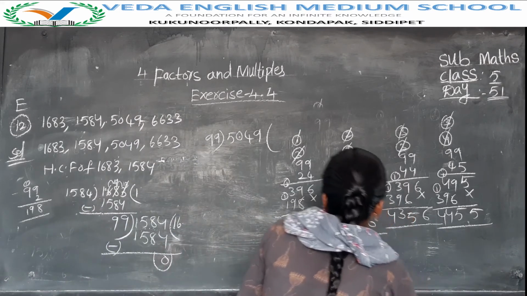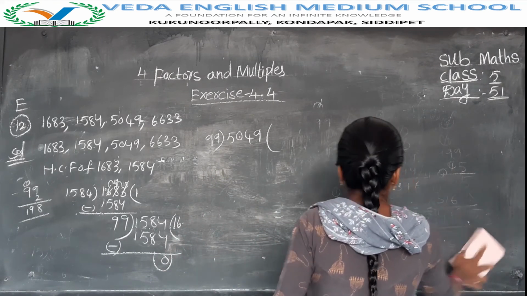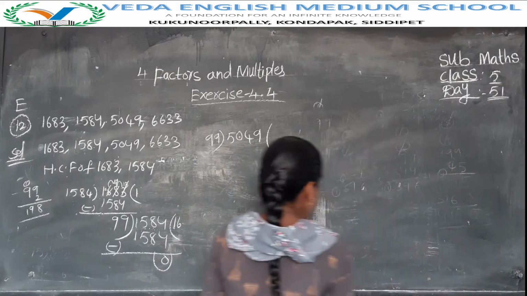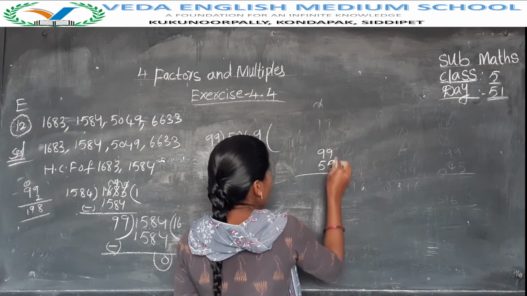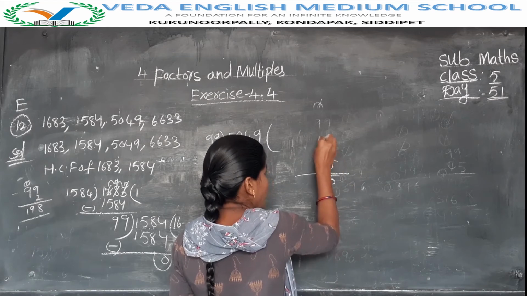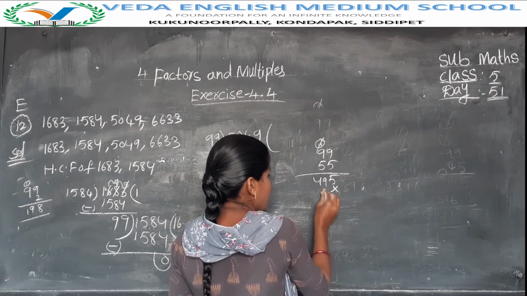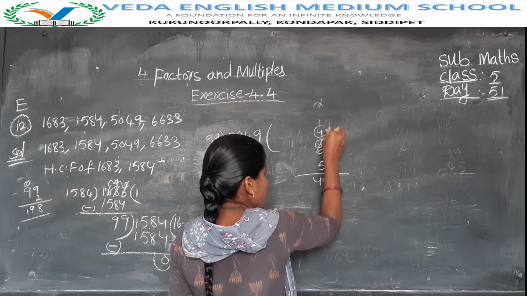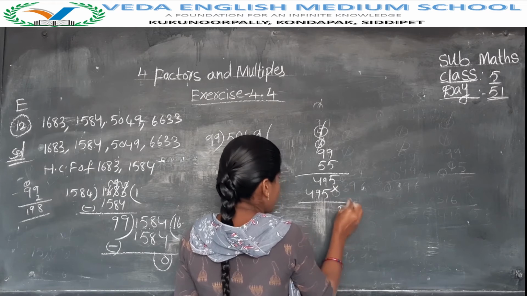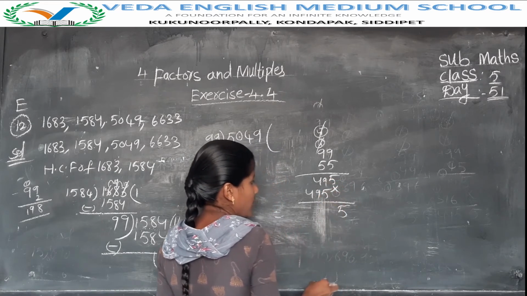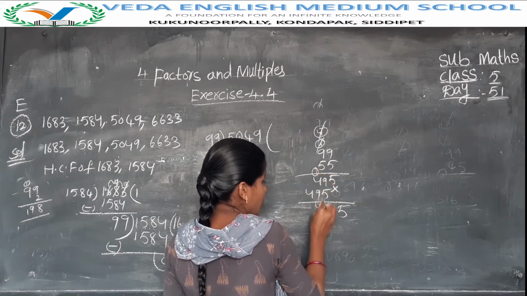99 55s are. 5 9s are 45, 45 plus 4, 49. 5 9s are 45, 45 plus 4, 49. 5, 9 plus 5, 14. 9 plus 1 10. 10 plus 4, 14.